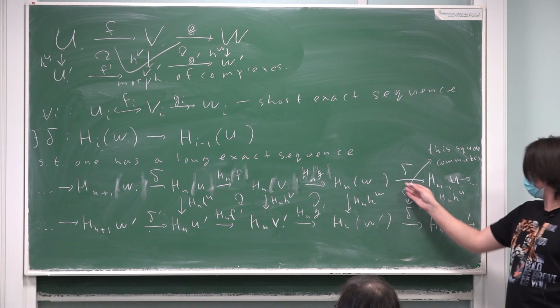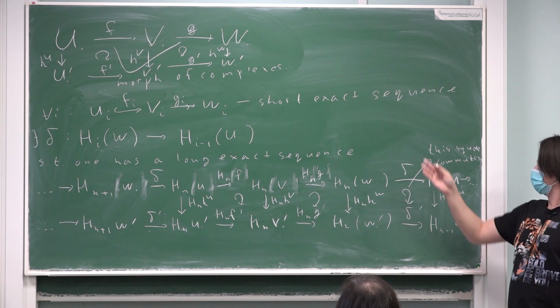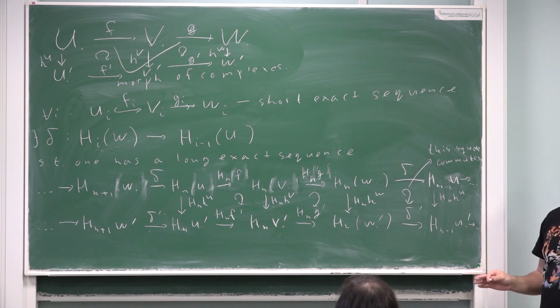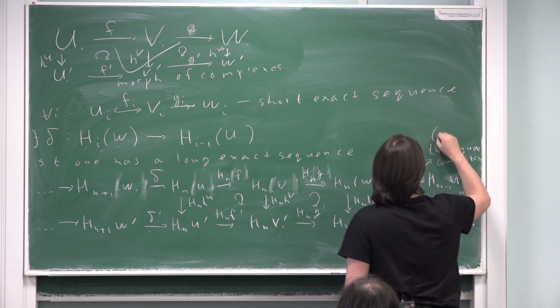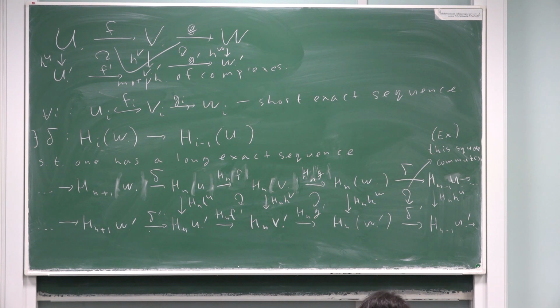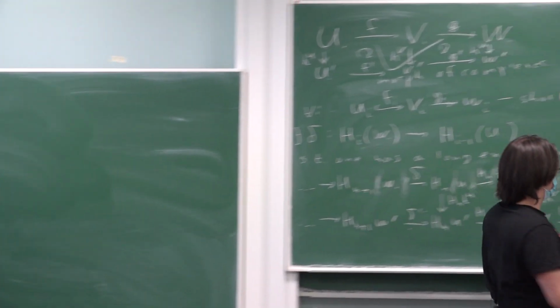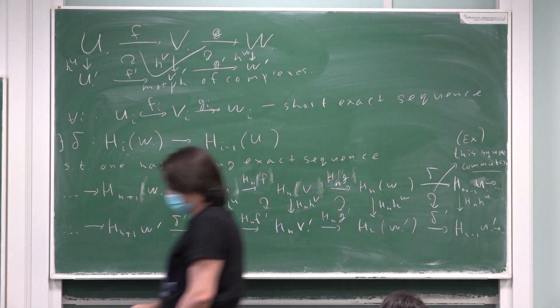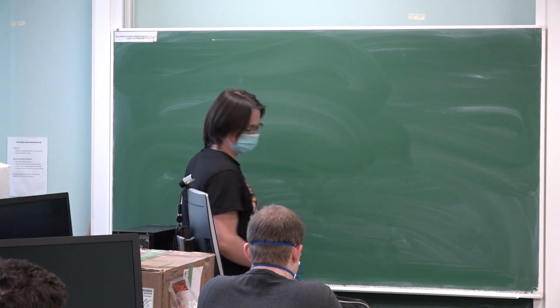Well, to prove that the square commutes, you can simply use the definition of delta and see that going this way and this way, you get the same thing. So this makes sense. Now we will apply this to prove Künneth's formulas, and in particular we will need this naturality to prove that Künneth's short exact sequence splits. So first we will construct these exact sequences.